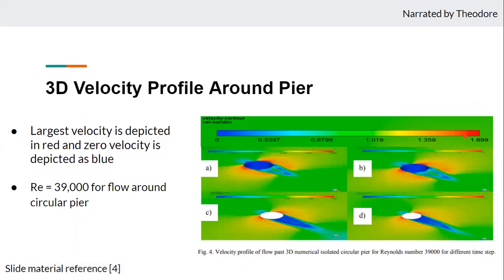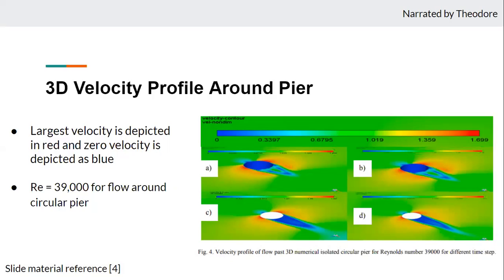Here we have some velocity profiles of fluid flow around a bridge pier at different times. The flow of water is moving from the upper left to the bottom right of the image. So the flow is moving in this direction. The Reynolds number that was used for this simulation was 39,000. The velocity profiles help us see where different velocities are happening, where different vortices are happening.